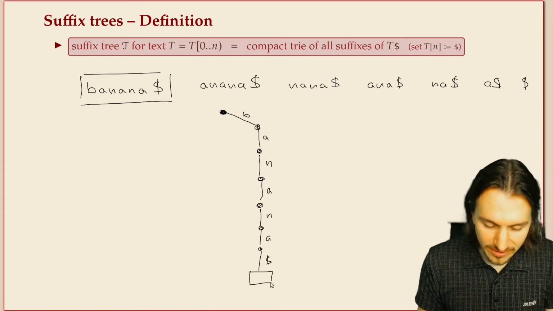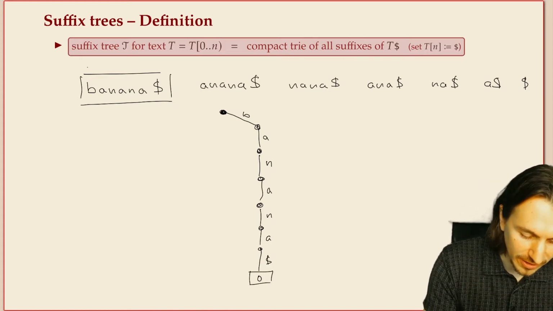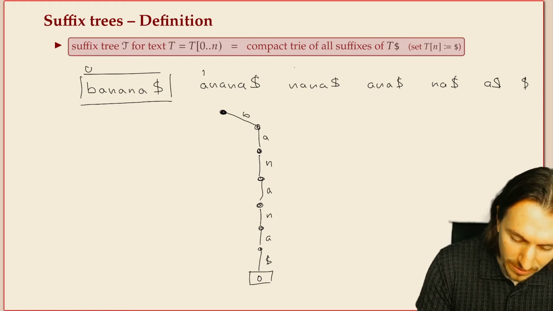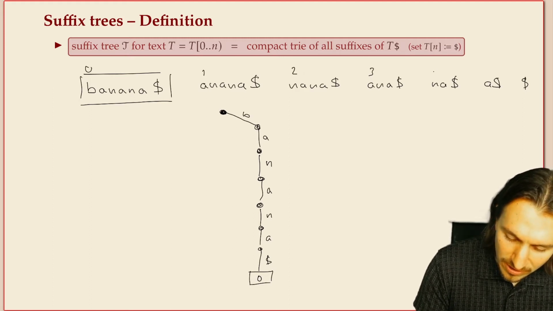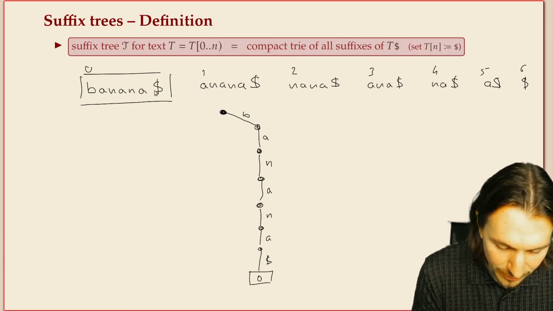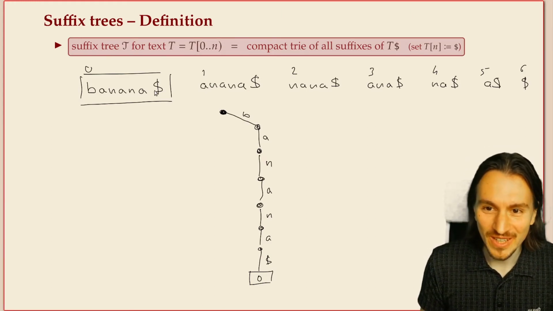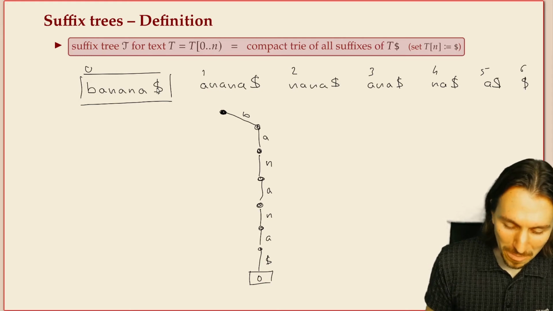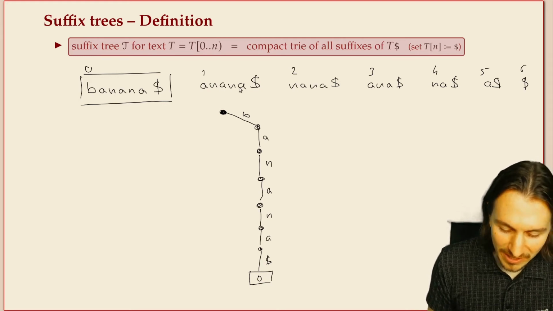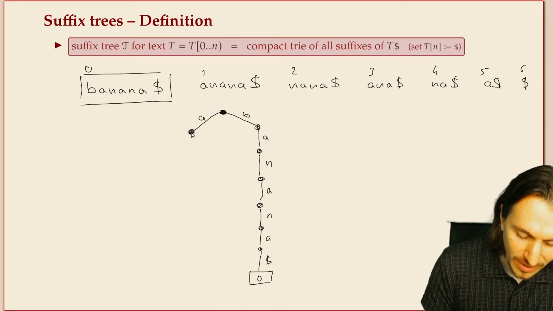And here I'll just put 0 for the start index. This starts at 0, this at 1, at 2, at 3, at 4, at 5, and at 6. That's all. These are the suffixes of banana. So we've inserted the first one. Now we have to insert the second one, anana. Okay, it starts with an A, so we branch off in the root.